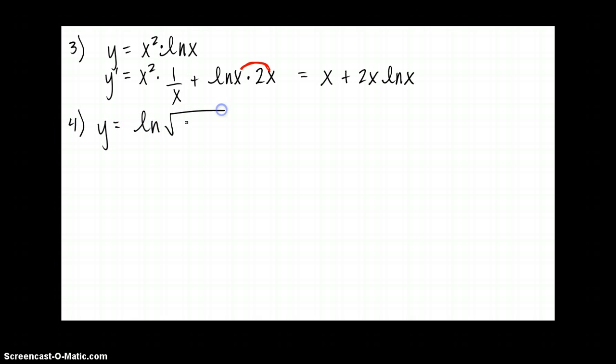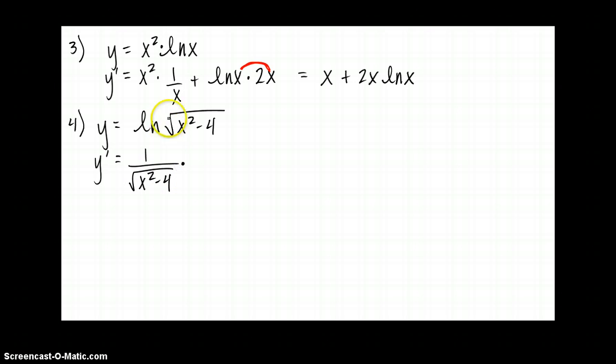Ln square root of x squared minus 4. So look at x, it's being squared. You're taking the square root of that whole expression, and then you're taking the natural log of it. So when we think about our chain rule, working from the outside in, the first function we would derive is the natural log. So 1 over, keep the expression exactly the same.